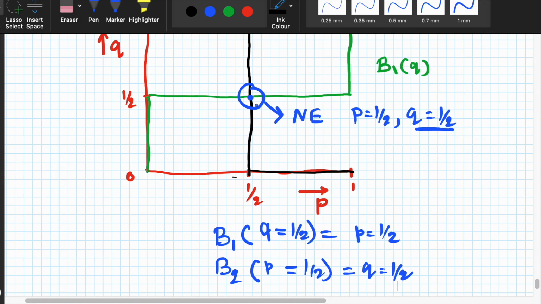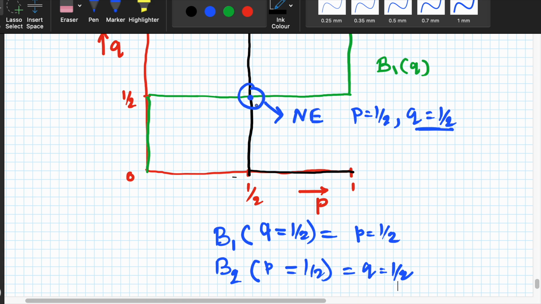So that's why it is a Nash equilibrium, because by definition a Nash equilibrium represents an action profile where each action has to be a best response when the other is choosing the prescribed Nash equilibrium action. So that's it.